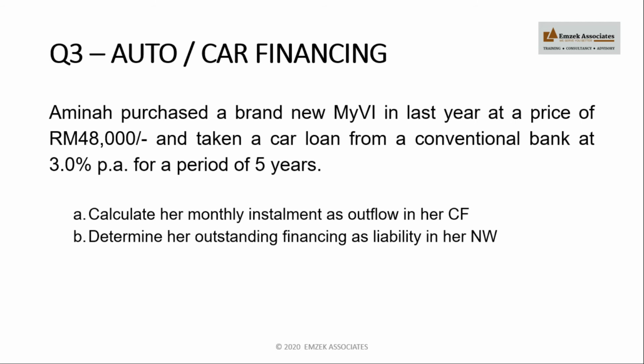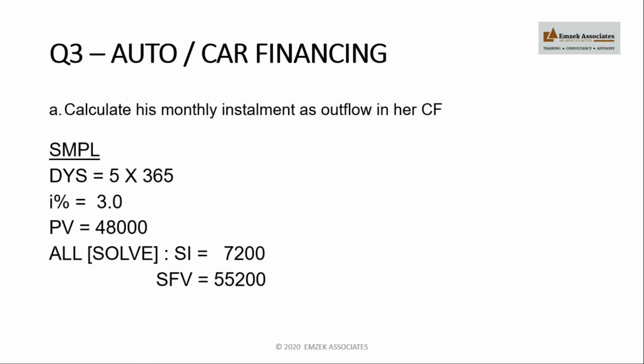Question number 3 is similar to number 2. The only difference is that the purchase price and the financing amount are the same value, which is 48,000. We will do the same thing like just now. We calculate the monthly installment using SMPL. The number of years is similar, 5 years. The I percent is 3%, and then the PV is 48,000.